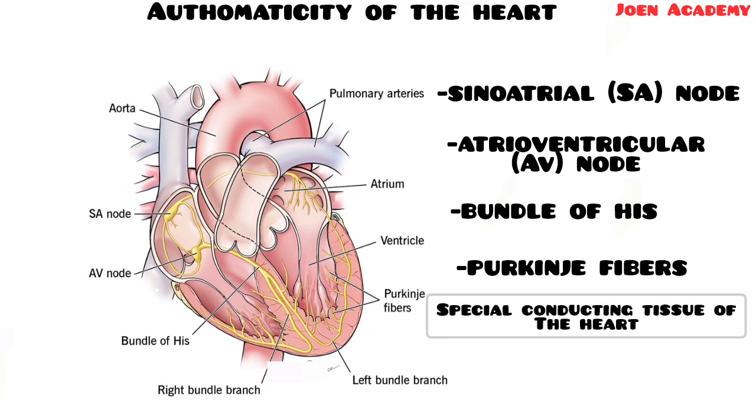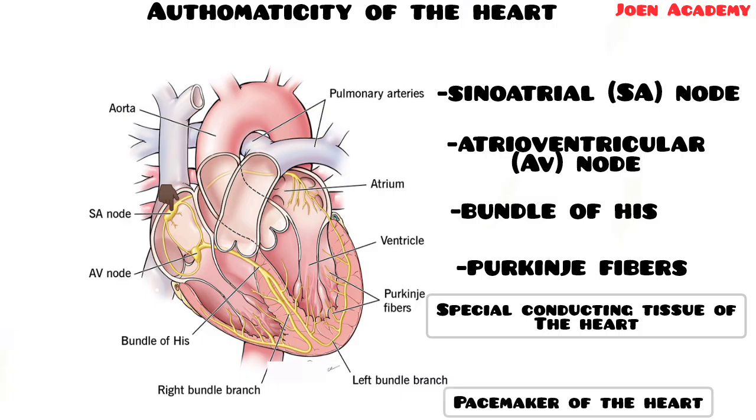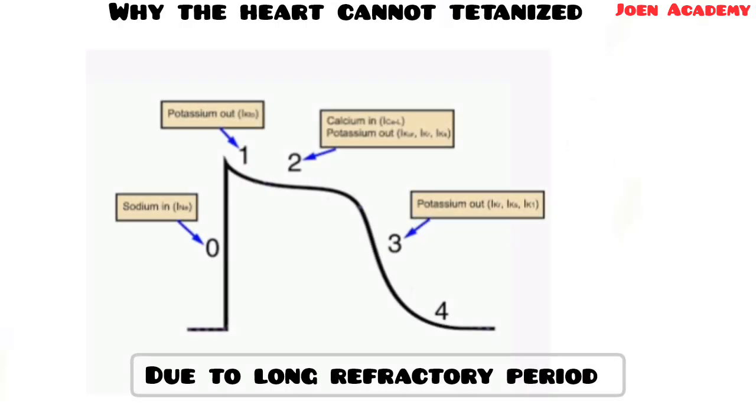Among these areas, the SA node depolarizes the fastest and sets the pace for the heart, and for this reason, it is regarded as the pacemaker of the heart. Unlike the skeletal muscle, the heart cannot be tetanized. This is due to the refractory periods of the heart.